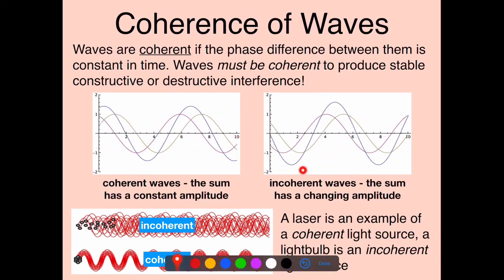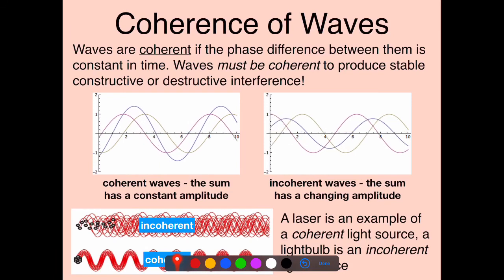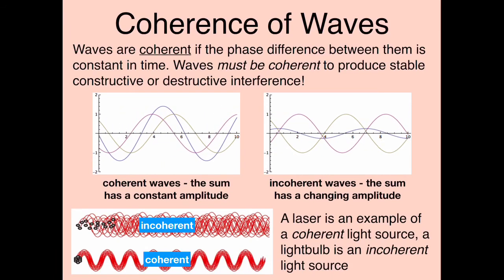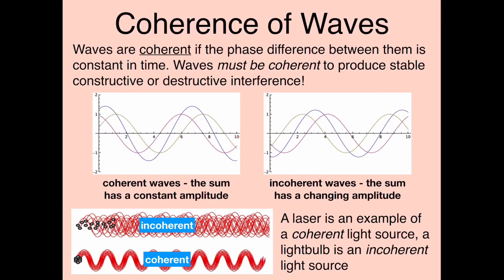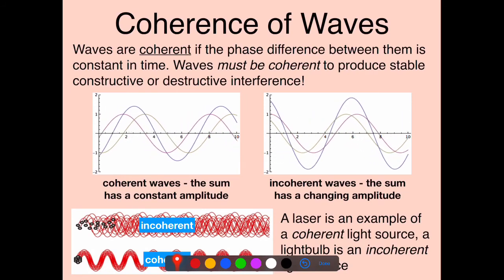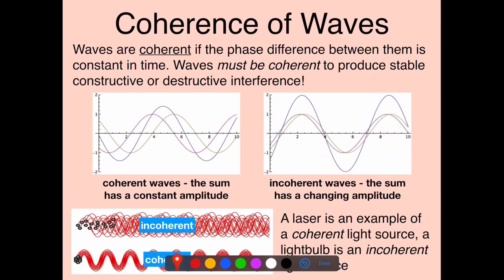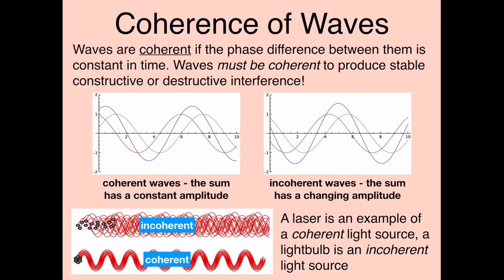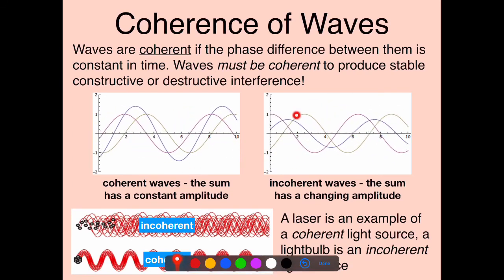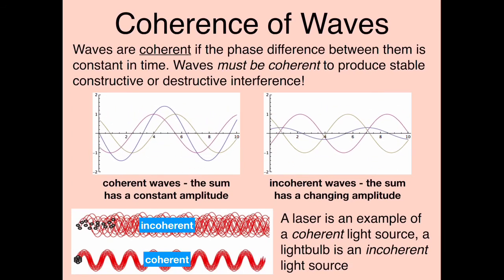So we say these waves are incoherent because, again, the phase difference between them is changing over time, and we see that the result of that is the sum of the two waves has a changing amplitude. So that's the difference between coherent waves and incoherent waves.